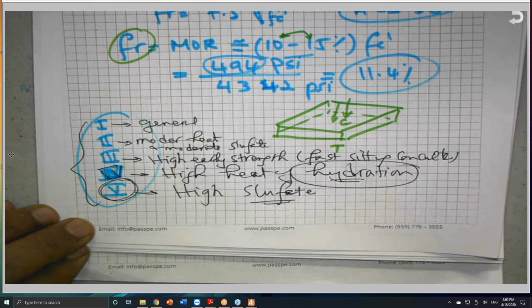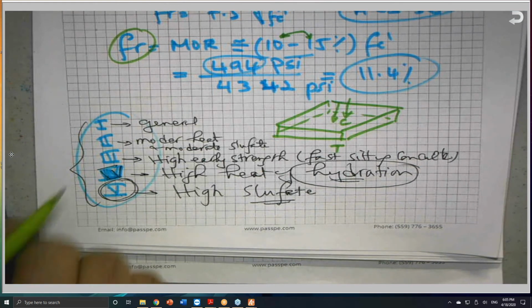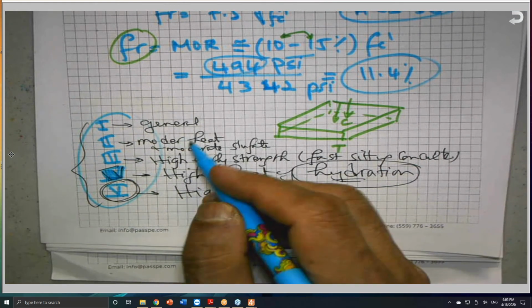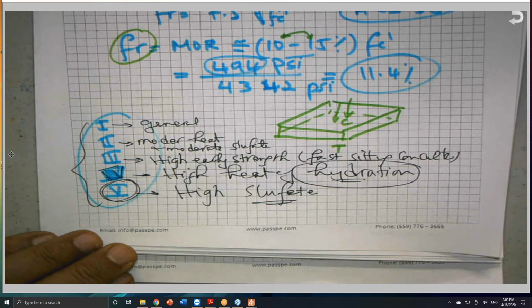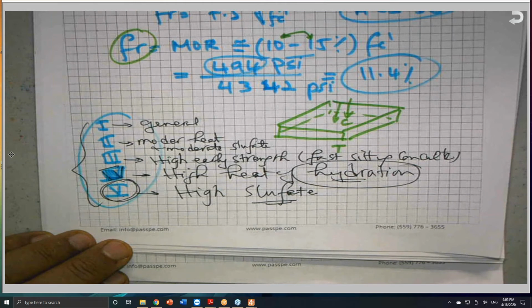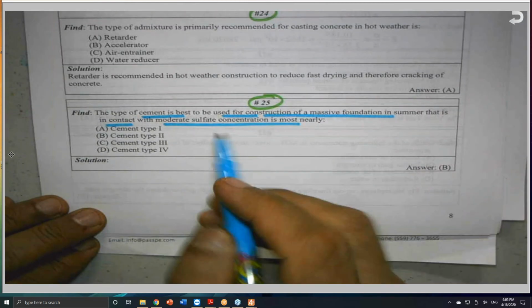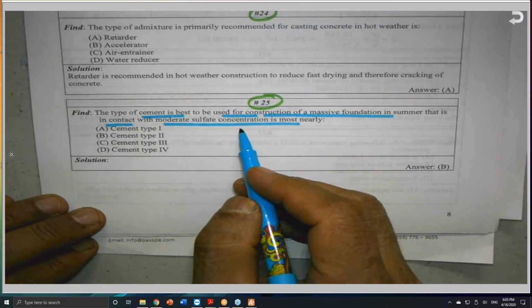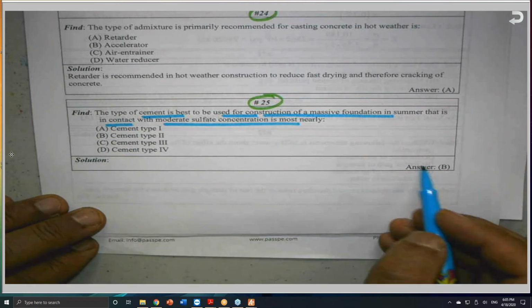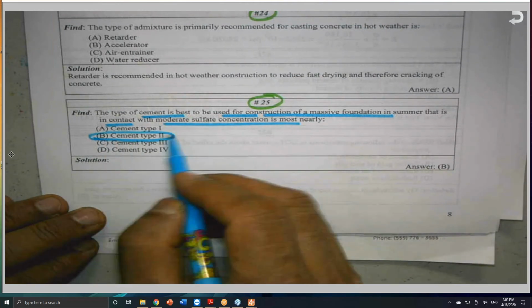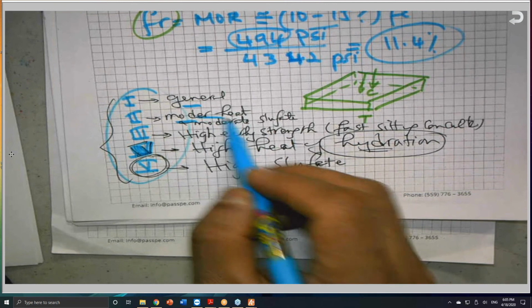These are the most important types of cement right now, for the sake of selecting the type of cement that will be appropriate for a certain application. So I need you to be aware of that. For example, here, moderate sulfate, summer. So probably I selected the answer B, which is cement type 2, the moderate heat and moderate sulfate. So in this case, type 2.